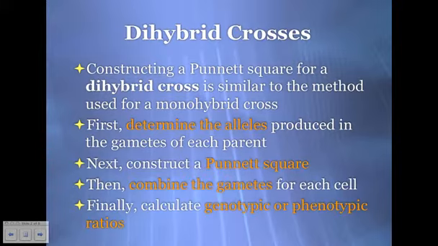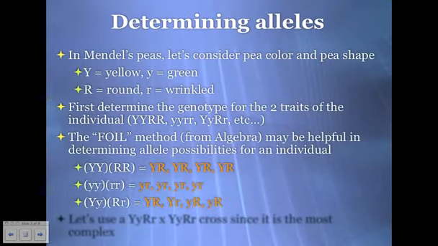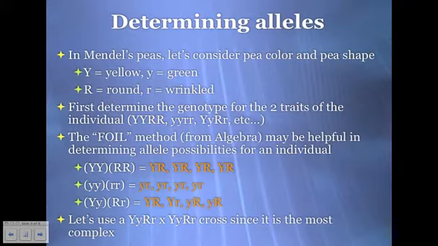In the last step, it depends on what the question is asking, whether you would compute genotypic or phenotypic, or both. Again, your focus is to interpret what's inside the chart, what the dihybrid cross is telling you, and answer the appropriate question. In order to determine the alleles, it's a little bit like the FOIL method from algebra.